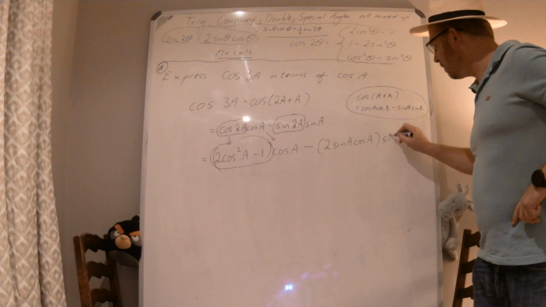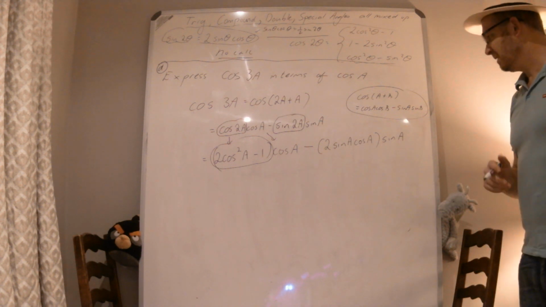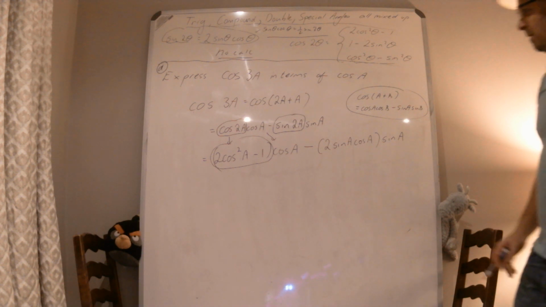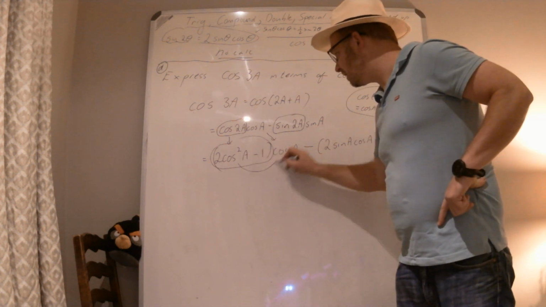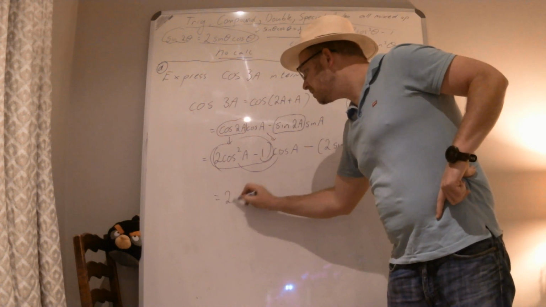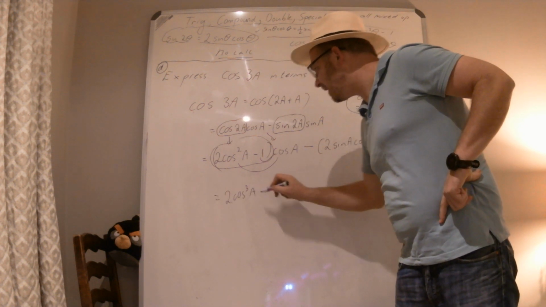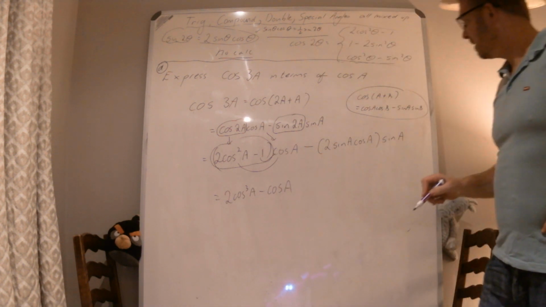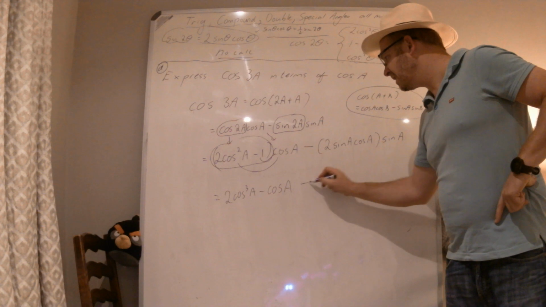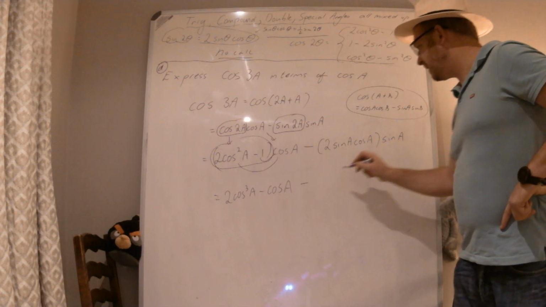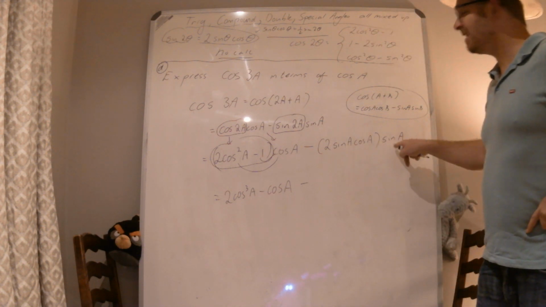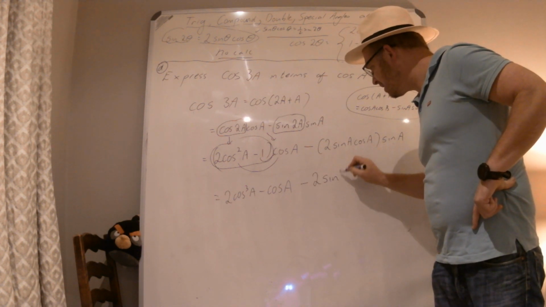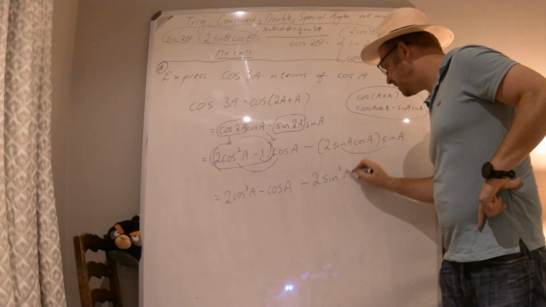Sin a. Right, so let's simplify that a bit. Distribute that, and you're going to get 2 cos cubed a minus cos a. And over here, sin a times sin a is sin squared a, because I can't change sin a into cos a, but sin squared a should make you happier.